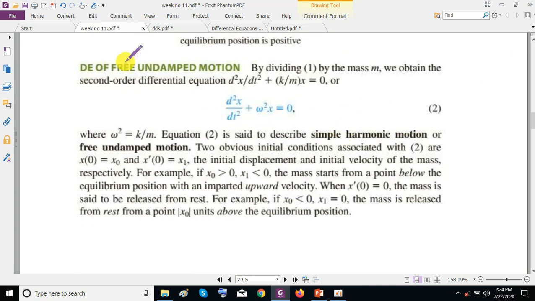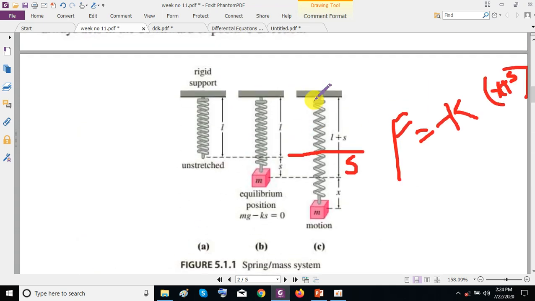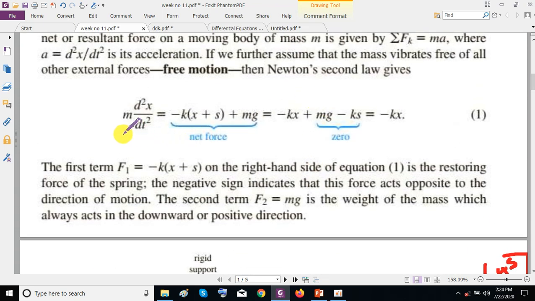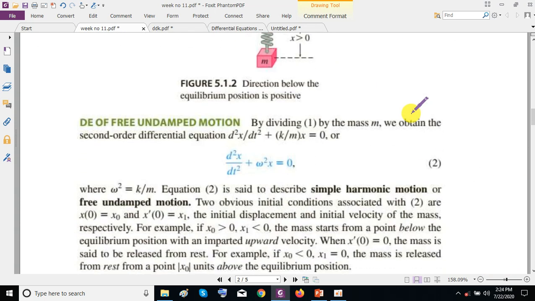Now, the differential equation for free undamped motion: by dividing by the mass we obtain the second order differential equation like this one. If we divide this by m on both sides, the m cancels, and here minus k by m into x comes, like this one. Or this is equal to 0. We put this k by m, where k is constant and m is also constant, as another constant, that is omega square. We called it omega square.